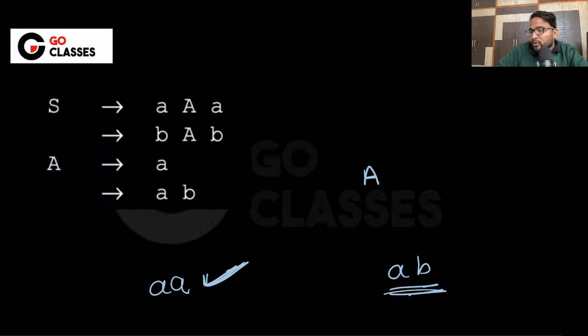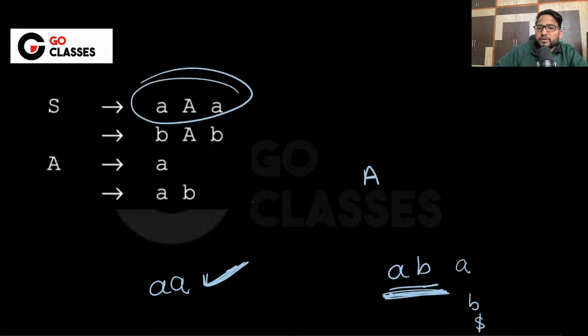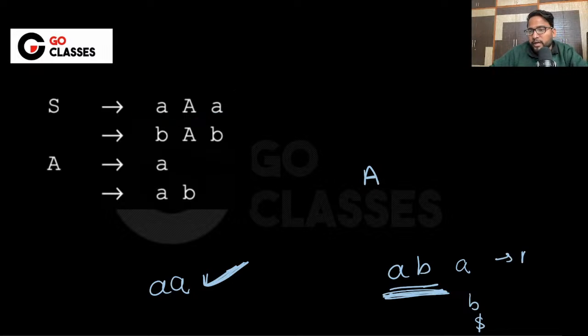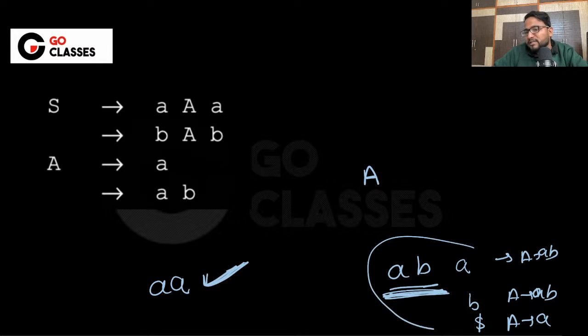So here you can't take a call. You need to check whether it is AB, and after that, what comes? It may be ABA, it may be ABB, it may be AB dollar. If it is ABA, then you are going for A gives AB. Even if it is ABB, you are going for this. If it is dollar, then you will go for this. So the next three symbols are actually required.